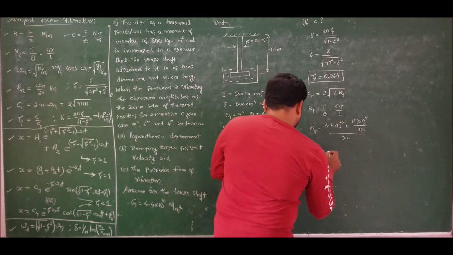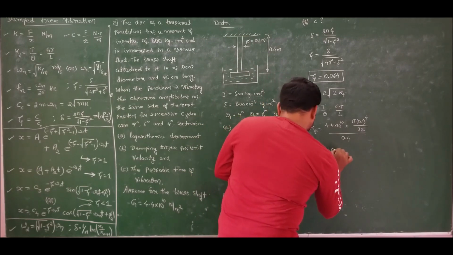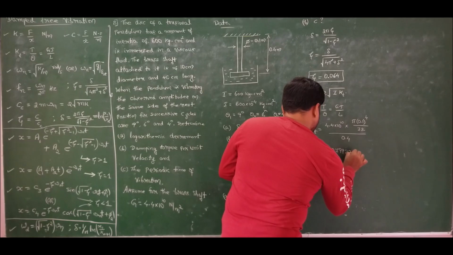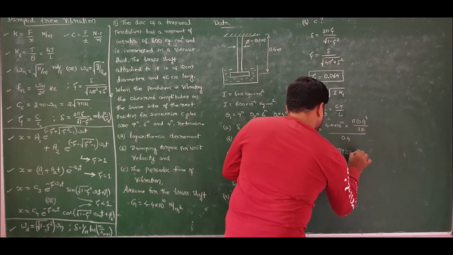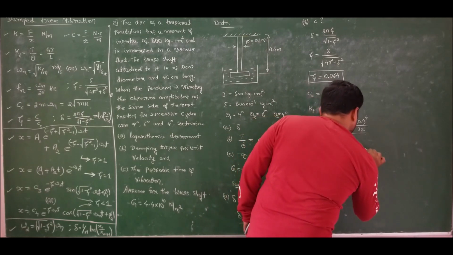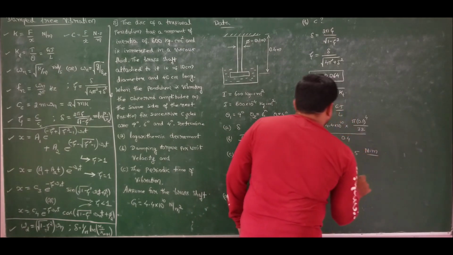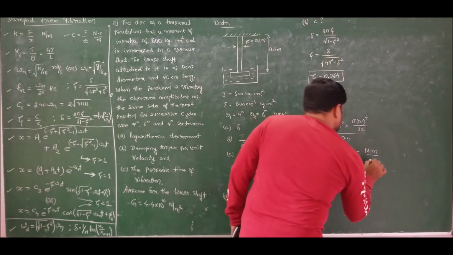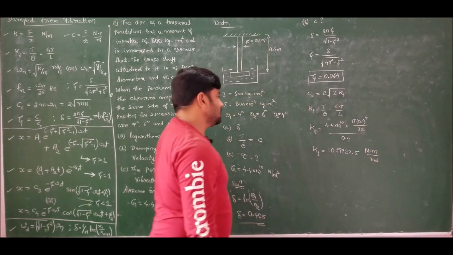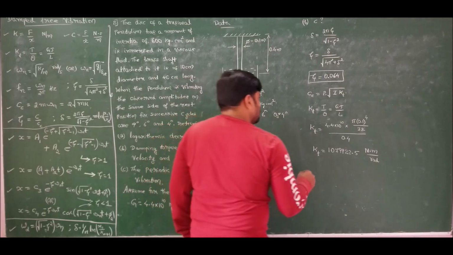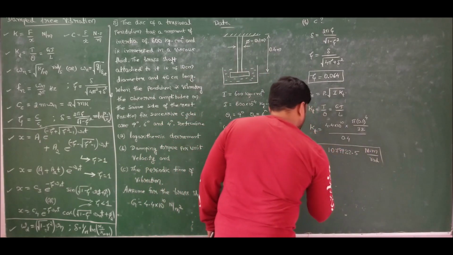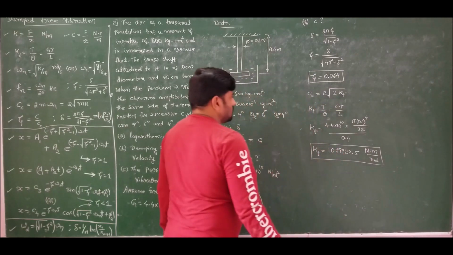So I will end up with 1079922.5. Unit: torque is Newton meter and theta is radians. So Newton meter per radian is the unit of kt. So I got torsional stiffness.